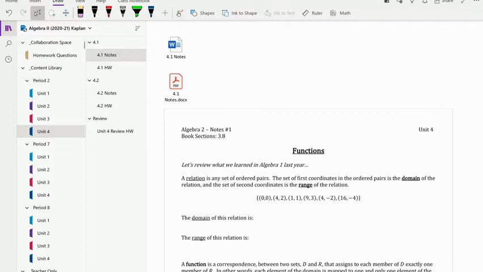So a relation is any set of ordered pairs. The set of first coordinates in the ordered pair is the domain of the relation, and the set of second coordinates is the range of the relation. The domain thing to remember is that your domain are your x's and your range are your y's. So if we were listing the domain of the relation above, we do some fancy, those are called butterfly brackets, and we would just list our x values in order from least to greatest, in order from least to greatest.